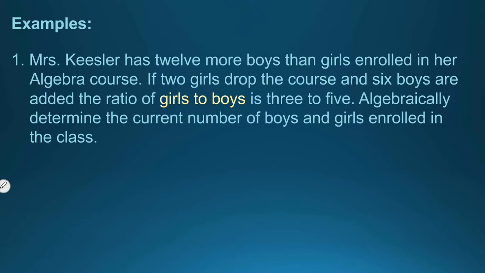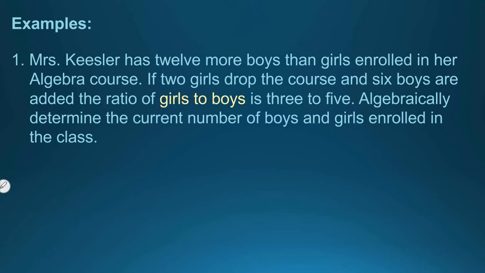Then I'll read the problem. Number 1. Mrs. Kiesler has 12 more boys than girls enrolled in her algebra course. If 2 girls drop the course and 6 boys are added, the ratio of girls to boys is 3 to 5. Algebraically determine the current number of boys and girls enrolled in the class.